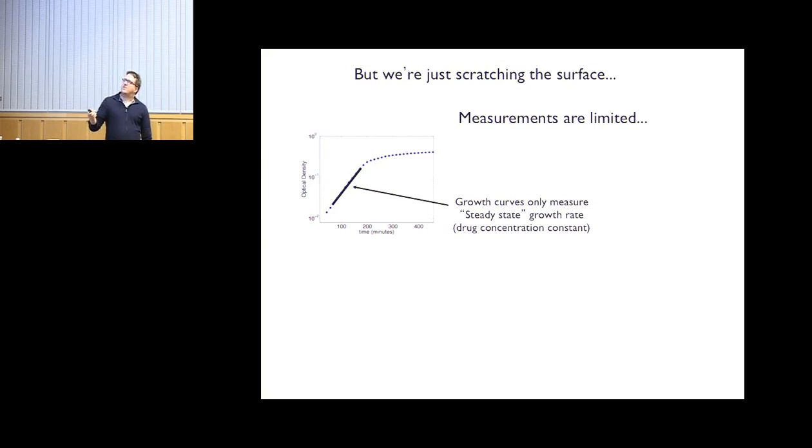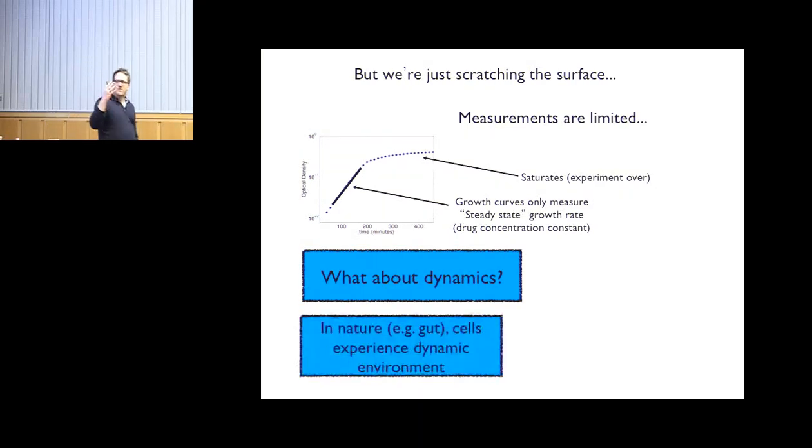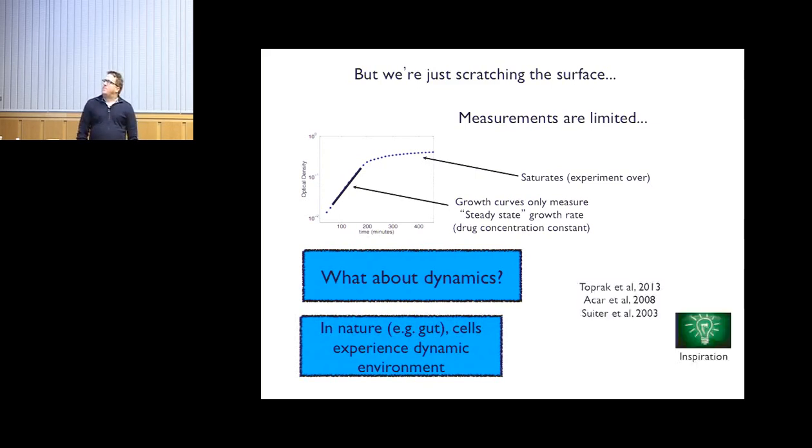We have growth curves that only measure the steady state growth rate, basically. And what happens is, after some time, you reach the carrying capacity of your environment, and your experiment's basically over then, right? So it turns out that a lot of your experiment's kind of wasted. This is fine for getting a first-order approximation for how drugs act, but what about dynamics? In a real-life biological scenario, you're going to have cells that are experiencing really dynamic environments, right? And so we found inspiration in several papers.